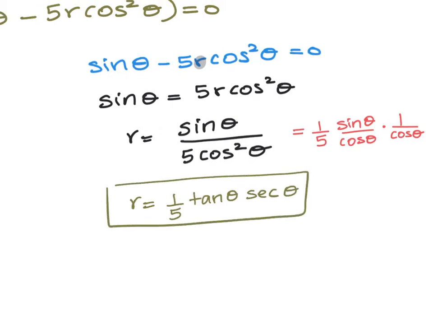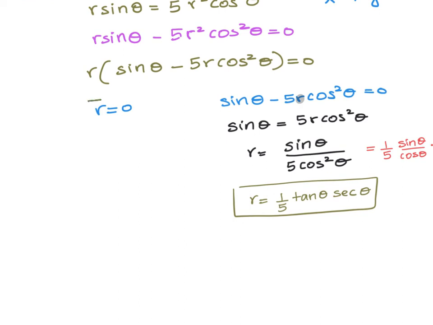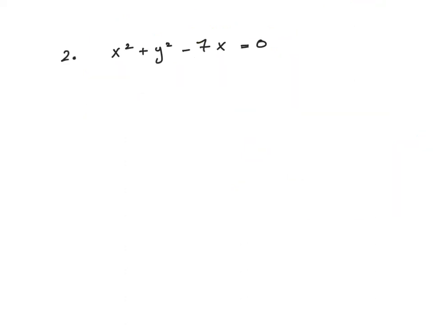So I just found my two equations. The first one is r equal to 0, and the second one is r equals 1 over 5 tangent theta secant theta. In number 2, x squared plus y squared minus 7x equal to 0.